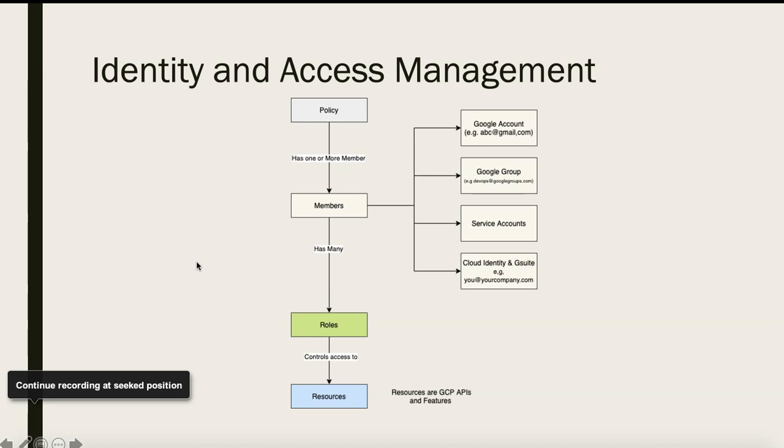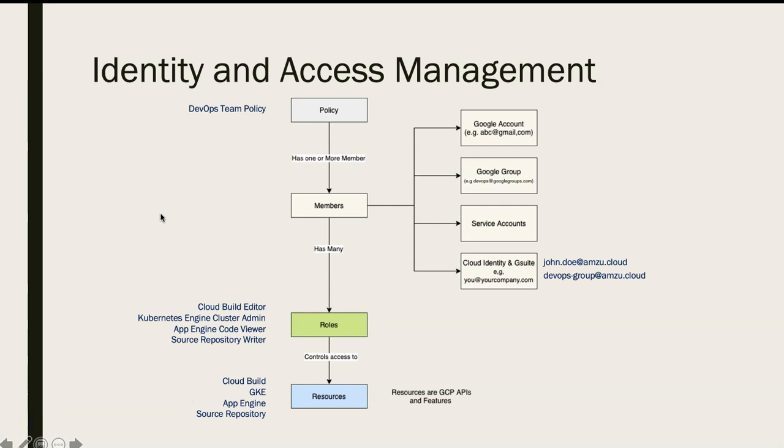And if you look at Cloud Identity, which is like your email ID, you'll be given certain responsibilities, certain roles. So each member has one or more roles. I'll quickly take you through the roles when we take a look at the console. Then the roles control access to resources. Resources are the GCP APIs and features which you'll be seeing in the web console.